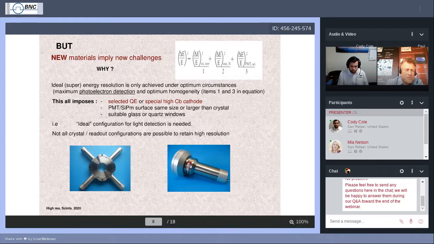I show you two pictures here. One of them is a big crystal with a hole in the middle to measure something in the core. The other is a crystal with a larger size than the photomultiplier. If you would use high-resolution crystals for this configuration, you'll never be able to reach the published values that you see in all the data sheets.